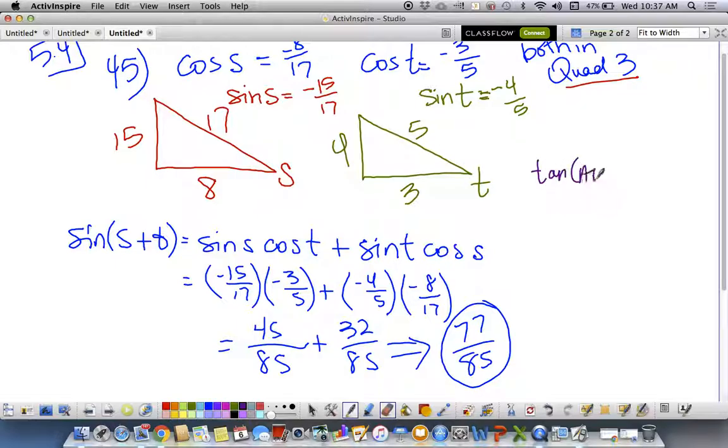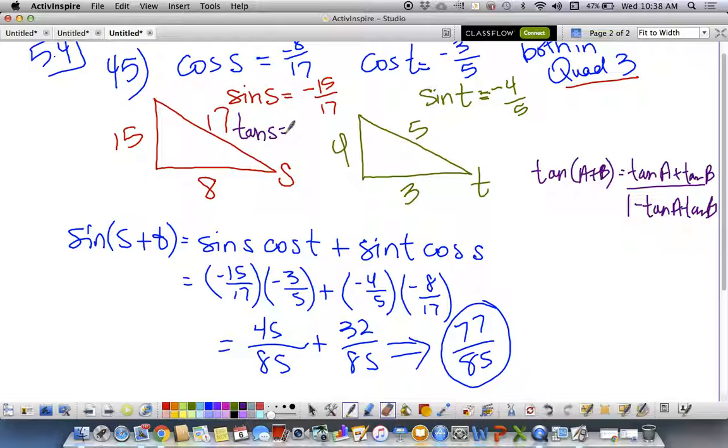Tan A plus B is simply tan A plus tan B over 1 minus tan A tan B. Okay? So instead of A's and B's, this is S and T. Does it matter? No. So for my S, my A, can you tell me what is tangent of S? You've already got the triangle drawn there.